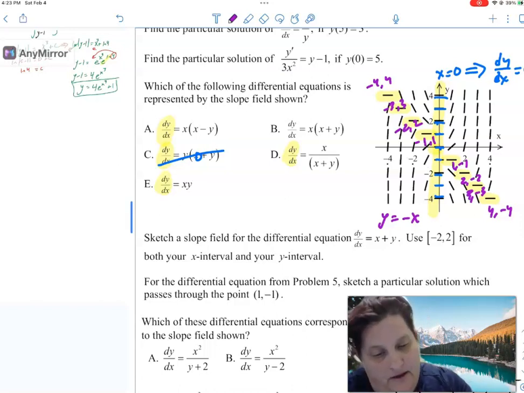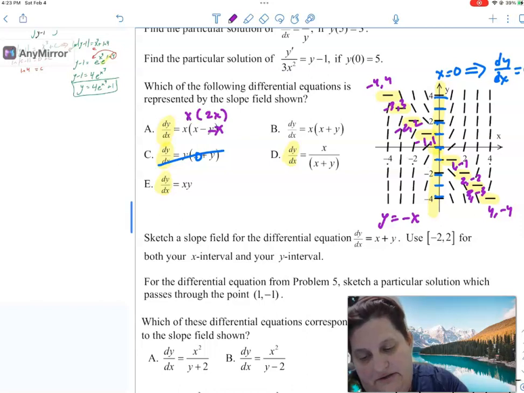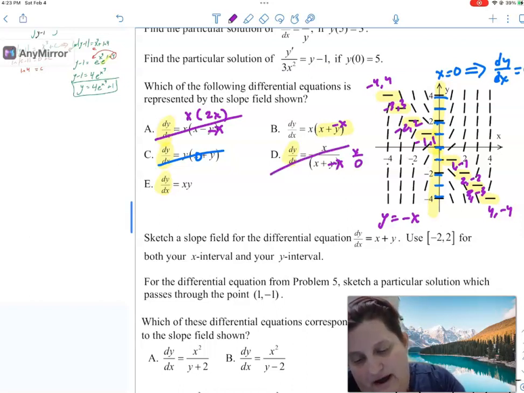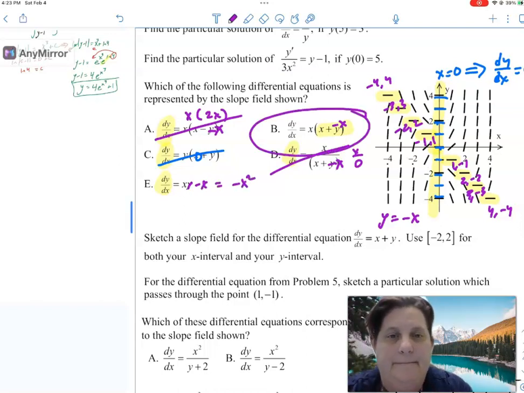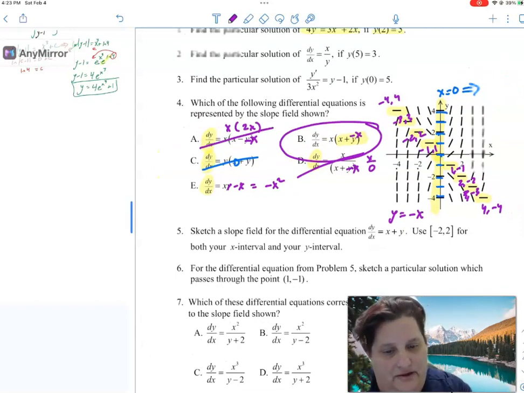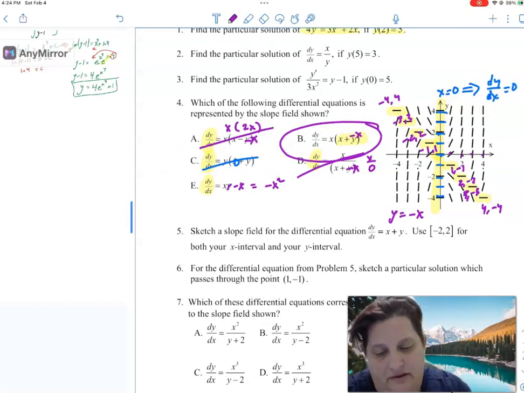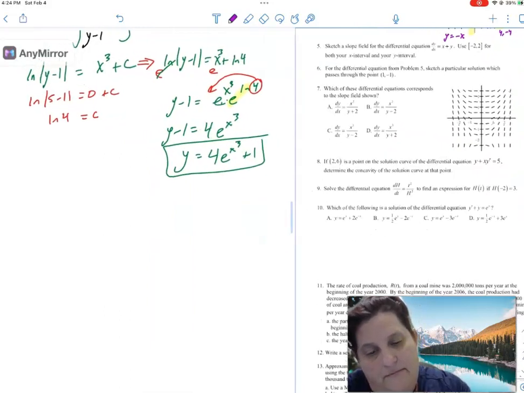Okay? So let's see if I could figure that out. If y is negative x, are those zeros? No, it looks like those are x times 2x, so no. If y is negative x, are those zeros? Heck yeah, that one's still in the running. If y is negative x, are those all zeros? Nope, those all look like undefined. And if y is negative x, are those all zeros? Nope, that looks like negative x squared, so then I got it. Okay, so I always look for where it's either undefined or 0, to help me figure it out, rather than plugging in points and seeing how it's moving. That takes forever.